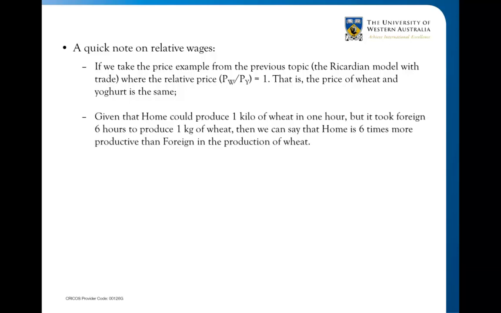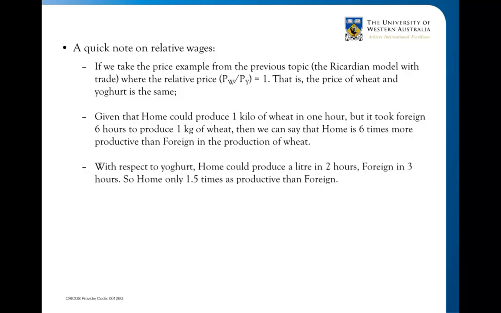Now remember that home could produce 1 kilo of wheat in an hour, but it took foreign country 6 hours to produce a kilo of wheat. So just in terms of wheat, we can say that home is six times more productive than foreign. With respect to yogurt though, home could produce a litre in 2 hours, foreign a litre in 3 hours. So here home is only 1.5 times as productive as foreign. That of course is the reason why home specialised in wheat and foreign in yogurt.